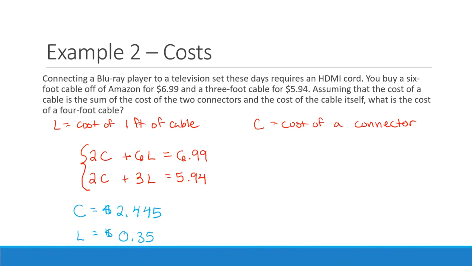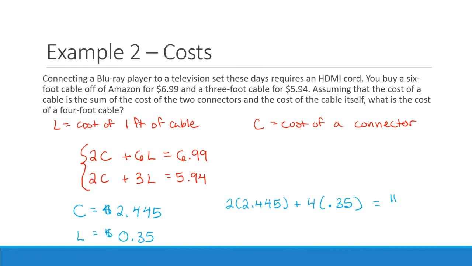So you would have to say, okay, a 4-foot cable has 2 connectors. So that's 2 times the 2.445 plus 4 feet, and it's 35 cents per foot. So you would actually have to do additional mathematics there to actually answer the question. So it's always good to make sure you are answering the question that's asked, because that's where a lot of people miss things. They just go and solve and they think they're done and they're not.